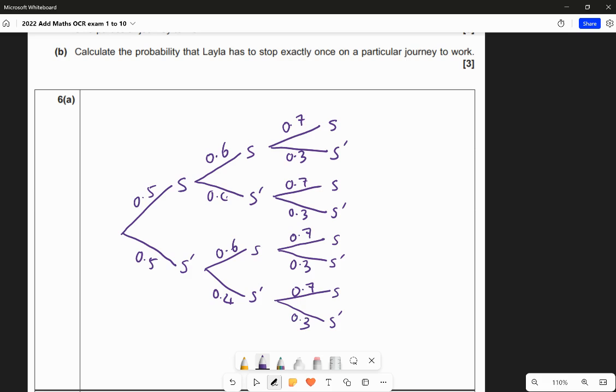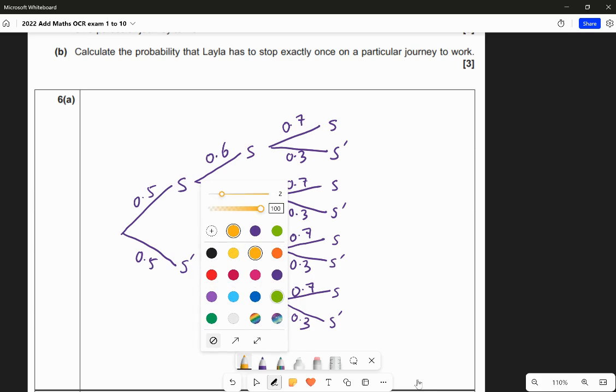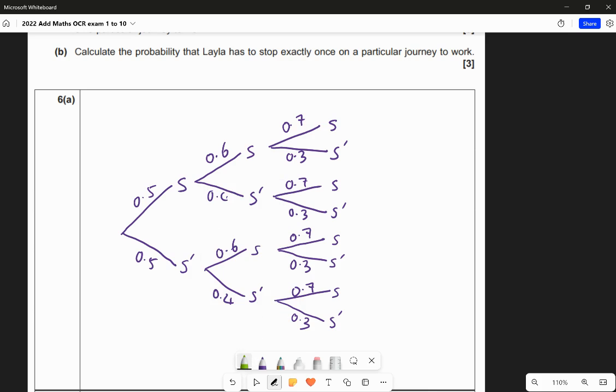Part B. Calculate the probability that Layla has to stop exactly once on a particular journey to work. Okay, so all we need to do now is isolate the different branches which lead us to her stopping exactly once. So that would be, if she stopped on the first one, then she must have not stopped on the next 2. So that would be exactly once. Or she stops only on the second one, which would be this probability. Or she only stops on the third one, which is that one.